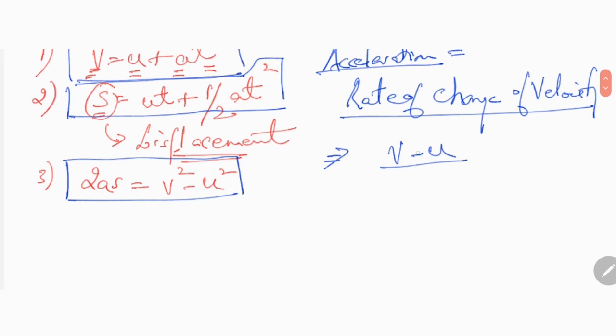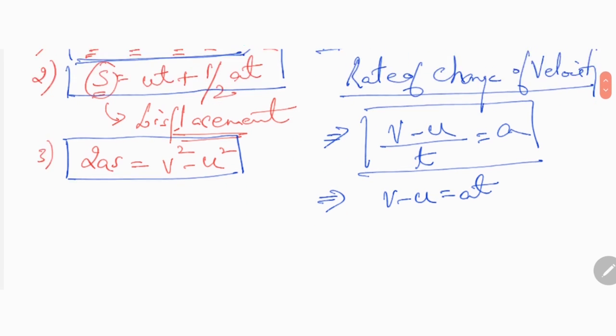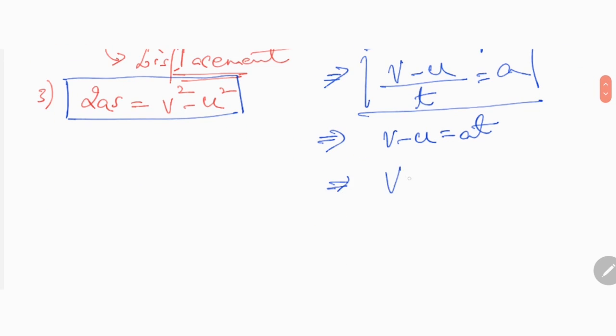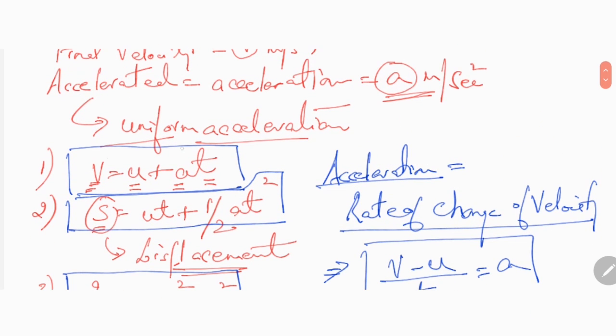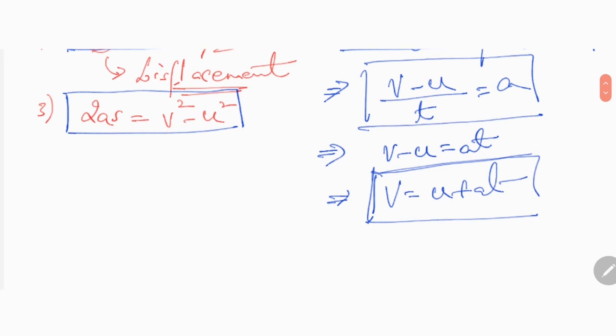So rate of change, so change of your final velocity minus initial velocity by t, that is your rate of change. So this is your definition of acceleration. Now let's solve this. If you solve this, you get v minus u is equal to at, or finally v is equal to u plus at. So you see, we have just derived our first equation, which is this. So keep this in mind, very important.